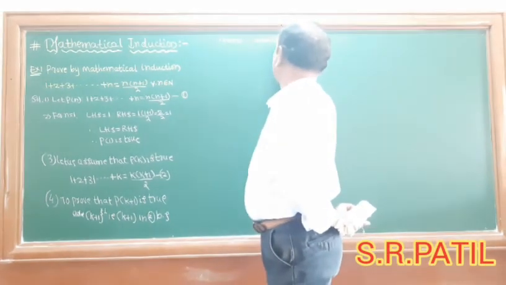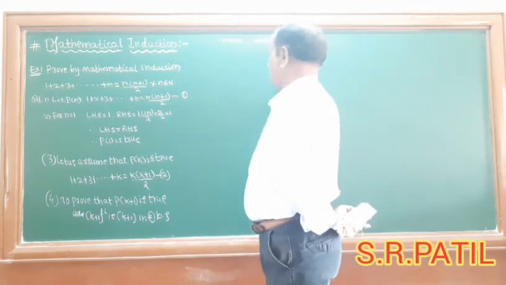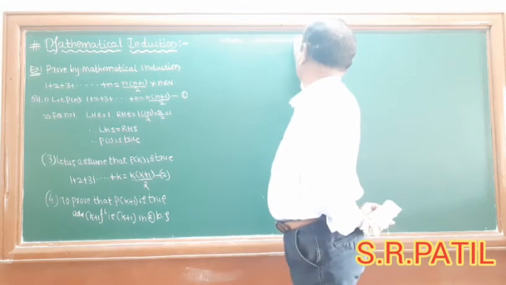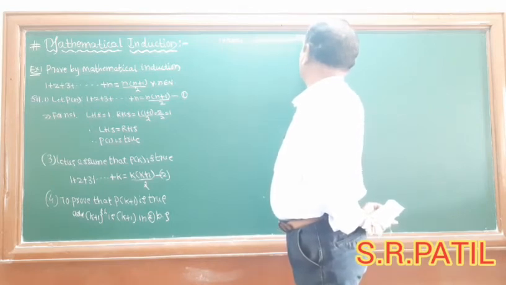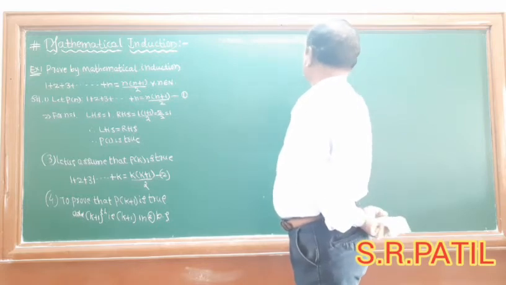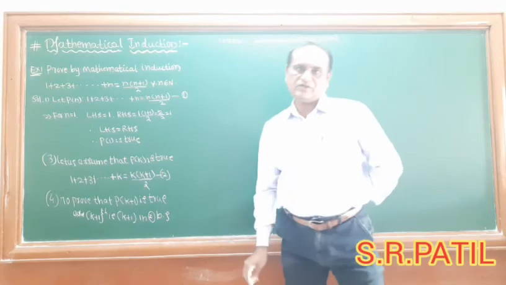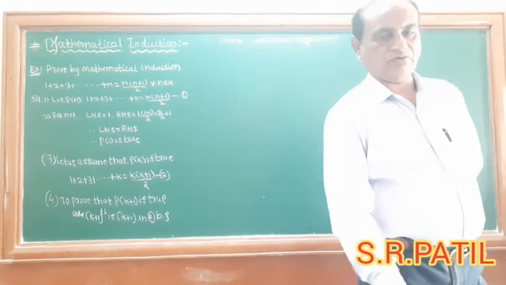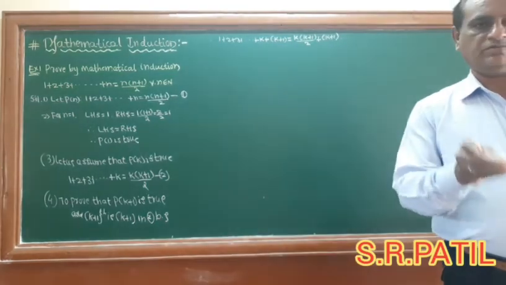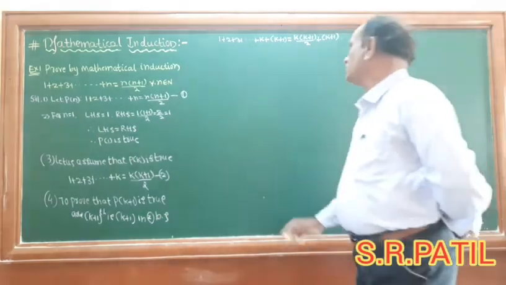Right, that is k plus 1 is equal to, as it is written already, k into (k plus 1) divided by 2, add the term k plus 1, in equation number 2, on both sides. Add and simplify. So this is equal to.